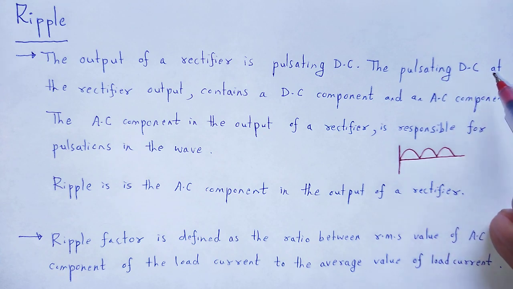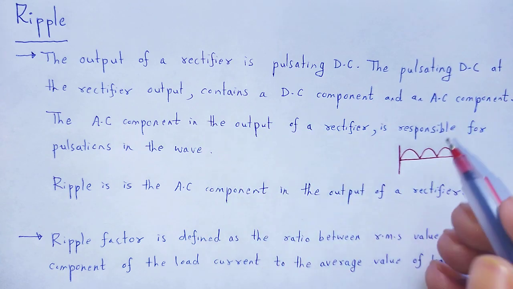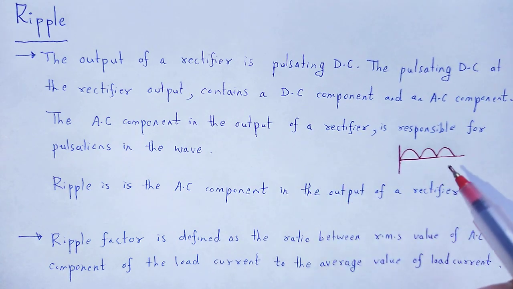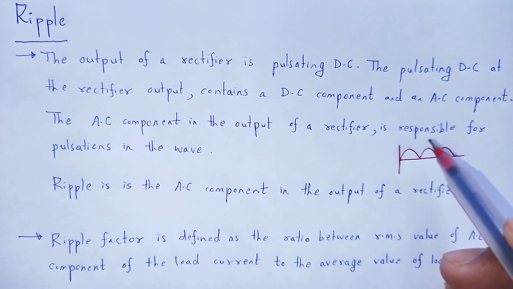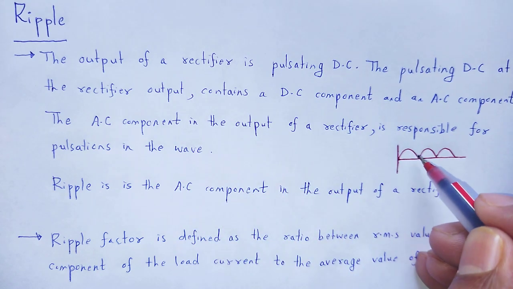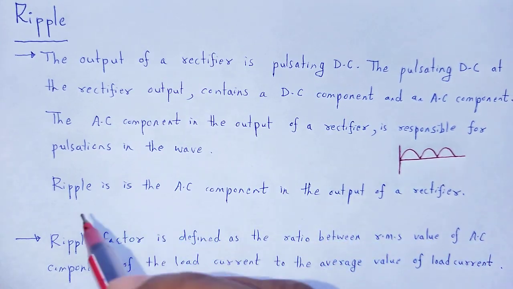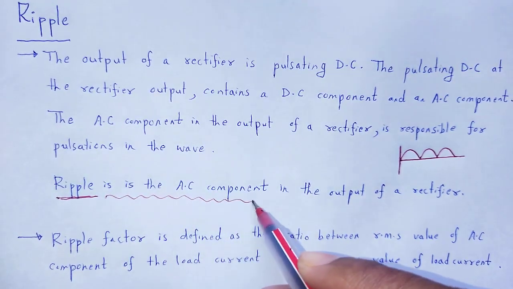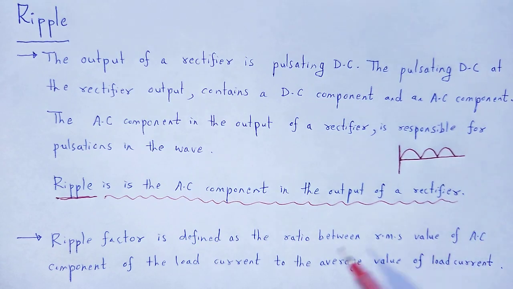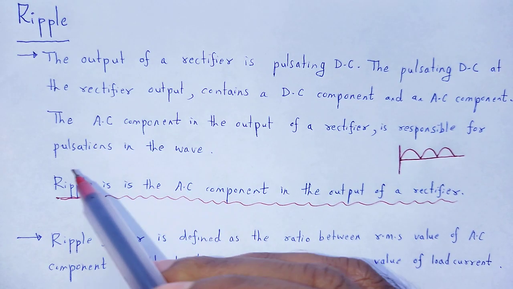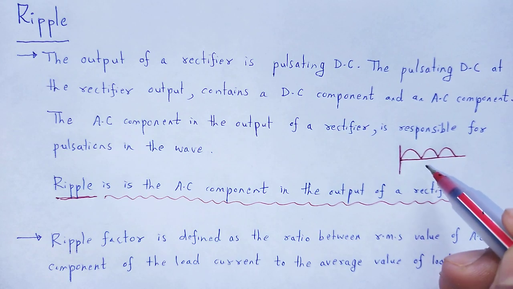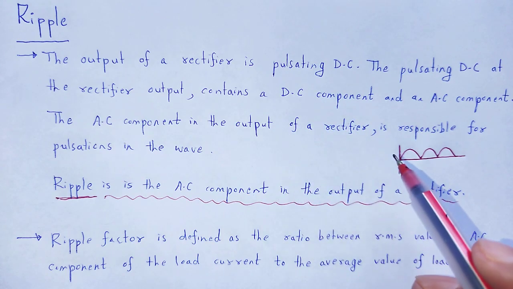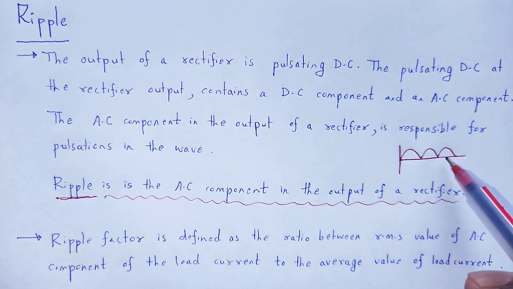That pulsating DC at the rectifier output contains a DC component as well as an AC component. That AC component in the output of a rectifier is responsible for the pulsation of that particular wave. Ripple is the AC component in the output of a rectifier. That is why it creates the pulsating DC.